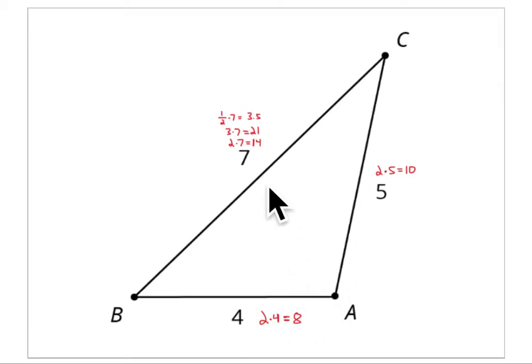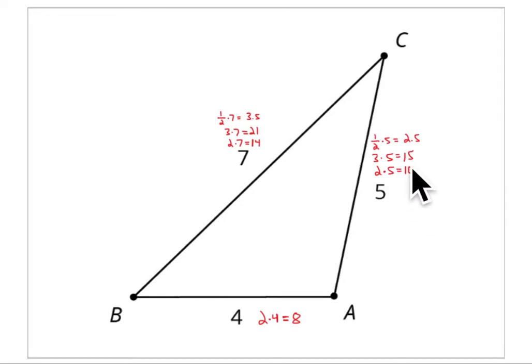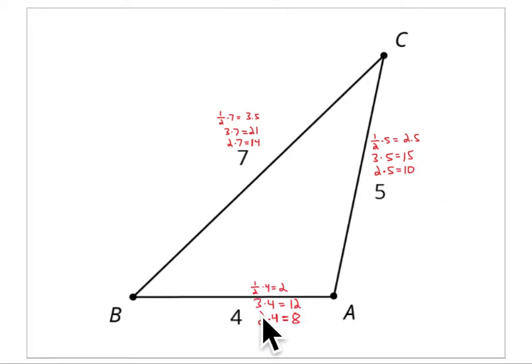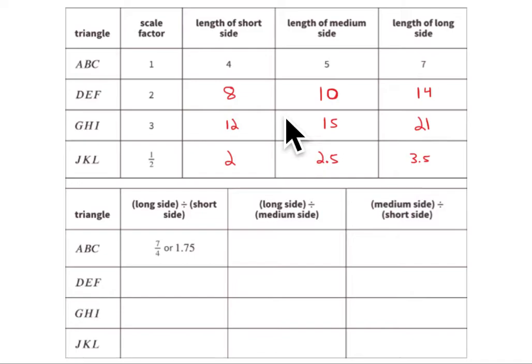So a scale factor of 3 and a scale factor of 1/2. 3 times 7 is 21. 1/2 of 7 is 3.5 units. So 4 different sizes of this triangle. The medium side is 3 times 5 is 15, and 1/2 of 5 is 2.5. And the short side, 3 times 4 is 12, and 1/2 of 4 is 2. So 4 different triangles, and then you list those lengths in the table.